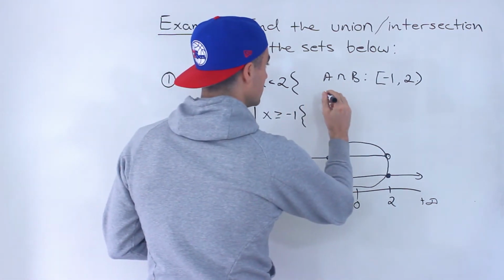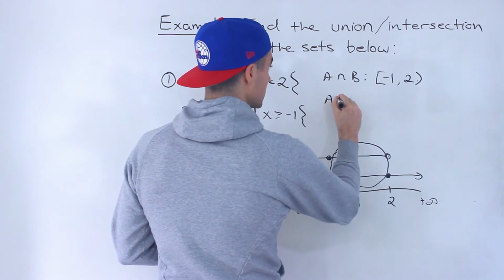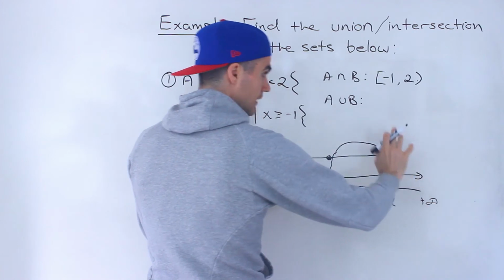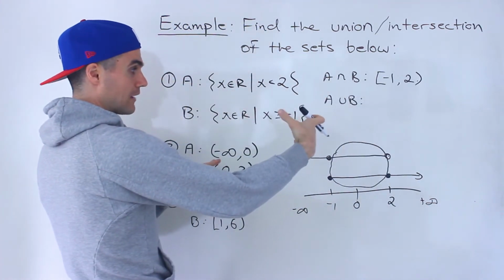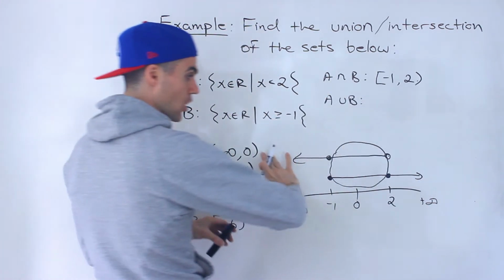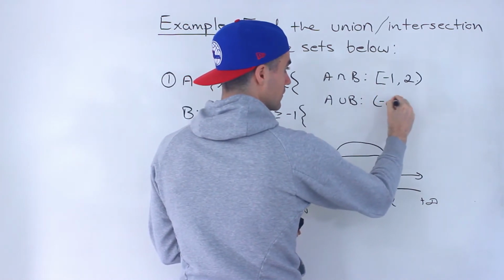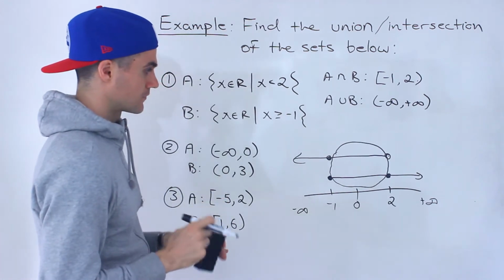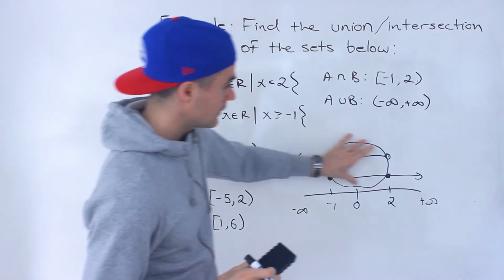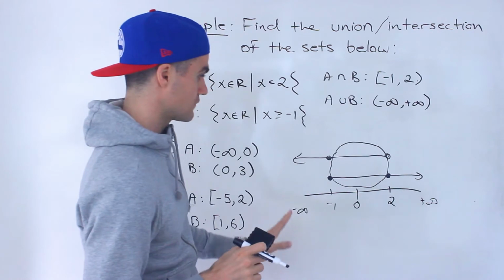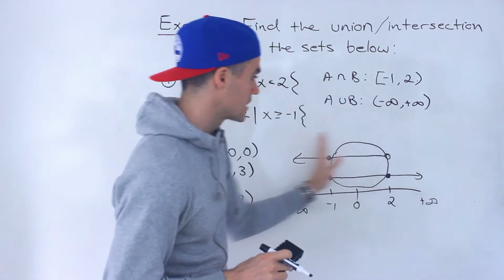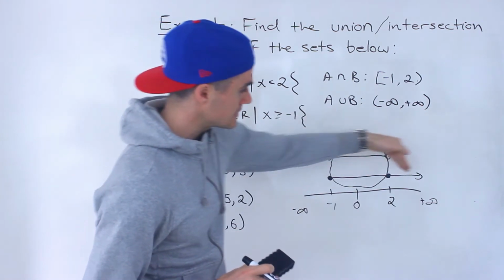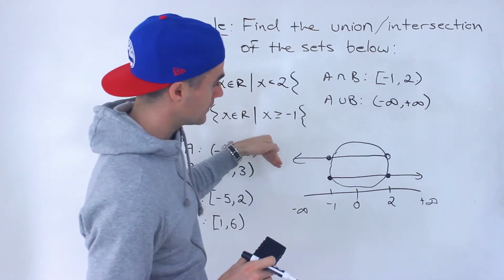Now the union's actually really easy because it's basically, it has to be in A or B, and with A or B, notice all of the numbers are included, right? Goes all the way from -infinity all the way to +infinity. So there's no numbers that are left out in this set. You could see it in this diagram on the number line, right?